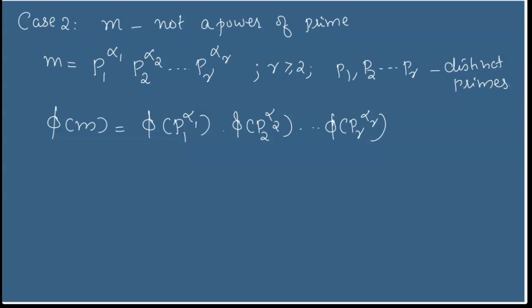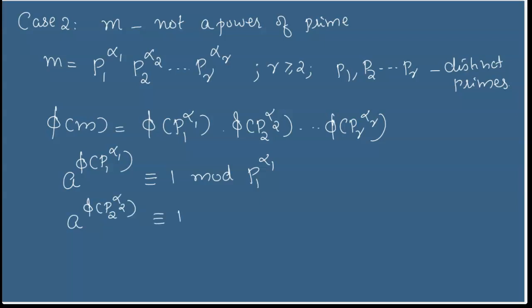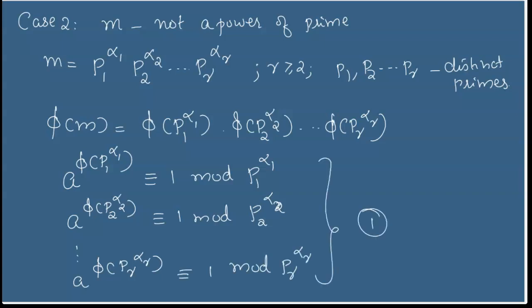Now using case 1, we can see that a raised to φ(p1^α1), since p1^α1 is a power of the prime number p1, is congruent to 1 modulo p1^α1. Similarly, a raised to φ(p2^α2) will be congruent to 1 modulo p2^α2, and so on. a raised to φ(pr^αr) will be congruent to 1 modulo pr^αr. This is a system of r congruences.